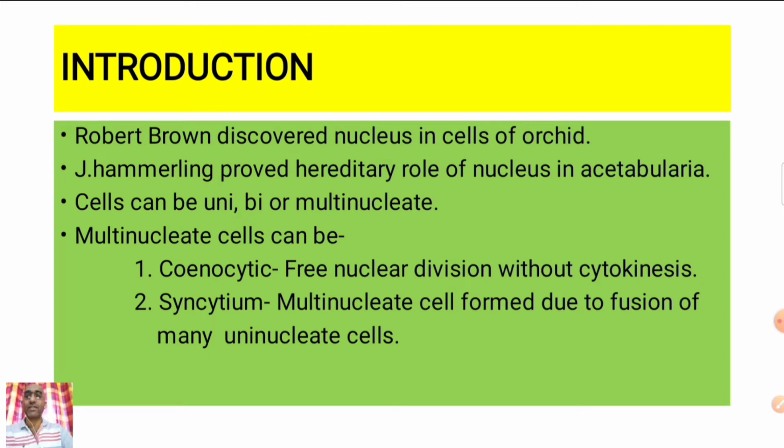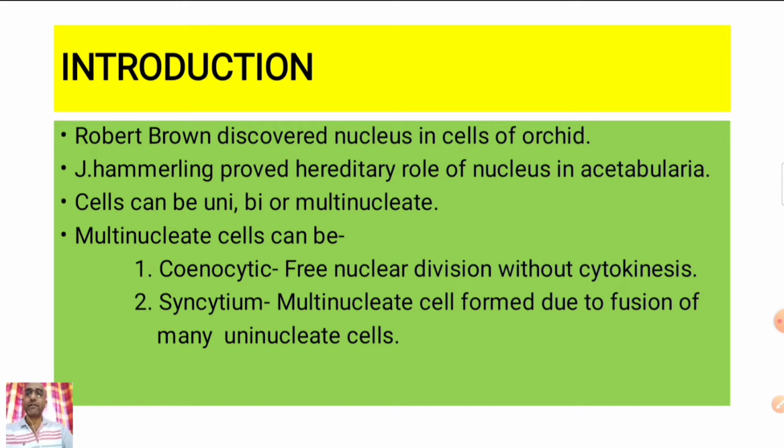Now multinucleate cells can be coenocytic or syncytium. Coenocytic multinucleate cells are formed when free nuclear division takes place without cytokinesis. When cytokinesis is absent and nuclear division takes place, that kind of multinuclear cell is known as coenocytic. But when multinuclear cells are formed by the fusion of uninucleate cells, we call it a syncytium. When uninuclear cells fuse to form multinuclear cells, we call it a syncytium.